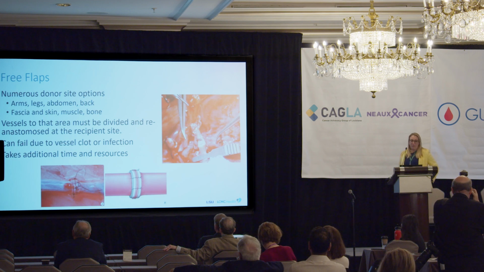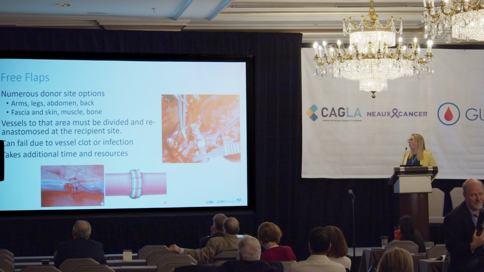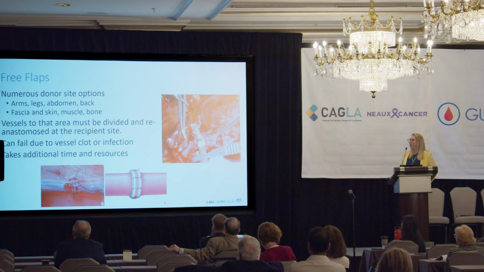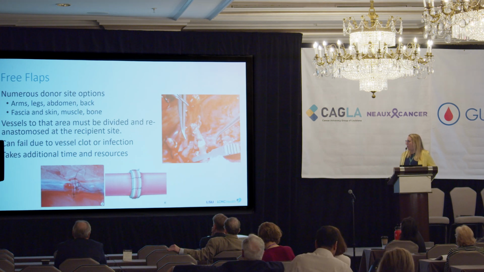You can take free flaps from numerous donor sites: arms, legs, abdomen, and back. And then you can use different parts of the body, whether it's just skin and fascia or you're including muscle or bone, and that's really decided on what you need in each case. The vessels of the area are going to be divided, and then you're going to re-anastomose them at the recipient site. And again, clots or infection can really be catastrophic to the wound.